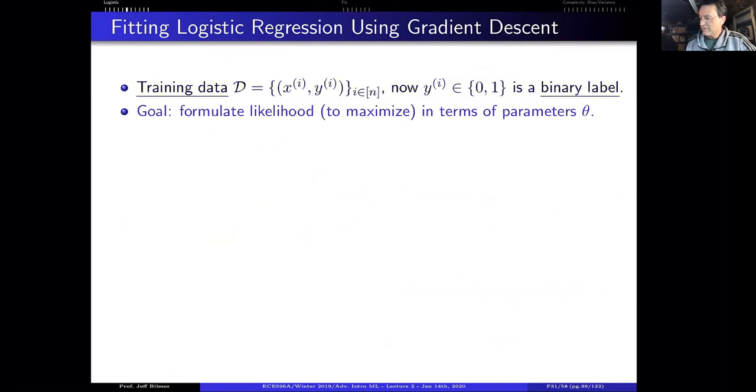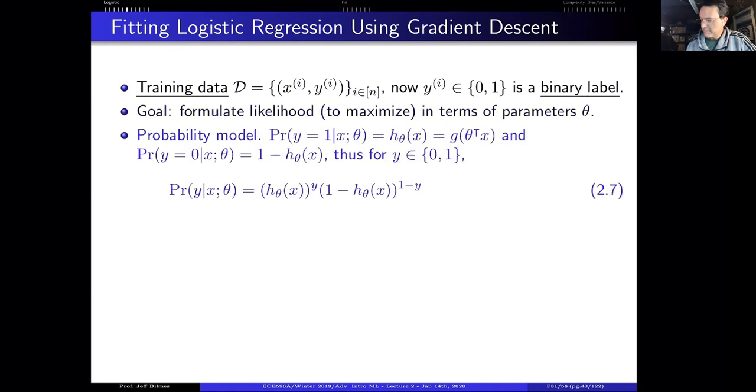And the goal is to formulate a likelihood function, which is an objective that gives us something like the probability of the data under a particular set of parameters, which are theta again. We have a probability model, and we're going to do this probabilistically. The probability that y is equal to 1 given x under the parameters theta is the logistic function of a linear transformation of x. And correspondingly, the probability that y is equal to 0 is, of course, 1 minus that.